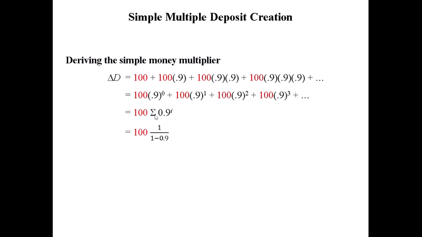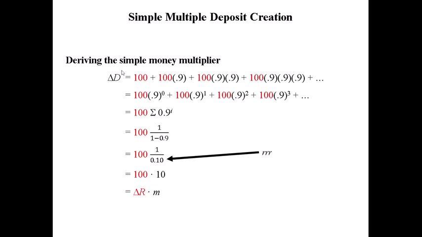Now in mathematics, we call this a convergent series. And it just so happens to converge to 1 over 1 minus 0.9. And that is 1 over 0.1. And this is our reserve requirement ratio. And 1 divided by 0.1 is 10. If the reserve requirement ratio were 20%, then we'd be using 0.8 instead. So if our reserve requirement ratio is 20%, the simple multiplier would be 5.